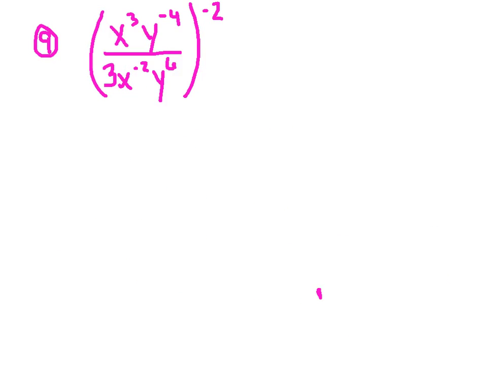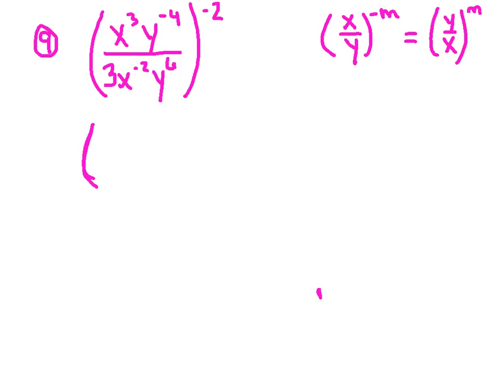Our last example, you'll notice we do have a monomial divided by another monomial, but this time, instead of just raising one of those quantities to the negative 2 power, we're raising the entire fraction to the negative 2 power. I want to draw your attention to earlier in the notes when we said you might have x divided by y raised to the negative m. And if you recall, we said that's really y divided by x now raised to the positive m.